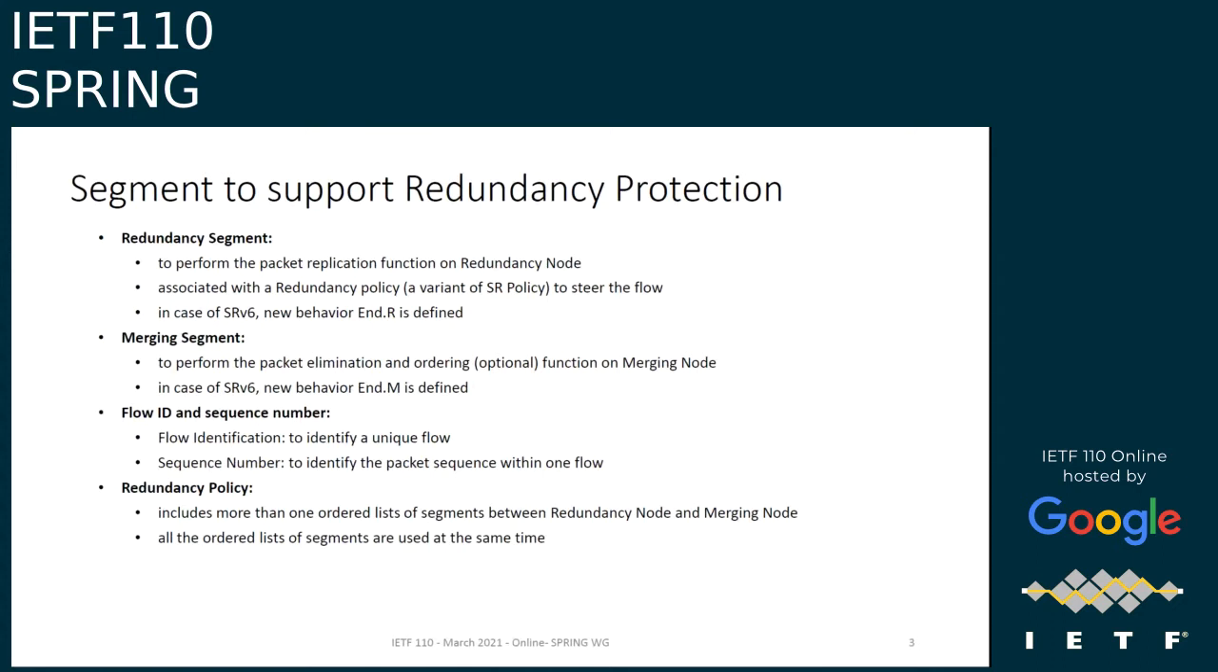And to identify the unique flow, or identify the packet sequence within one flow, there is the flow identification and the sequence number defined. And last, there is a redundancy policy. It is a variant of the SR policy, and it is associated with the redundant segment when the redundant segment is executed. The difference between the redundancy policy and other normal SR policy is that it includes more than one ordered list of segments, and all of these ordered lists of segments will be used at the same time. Next.